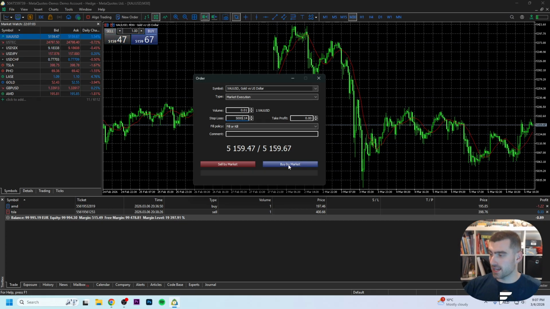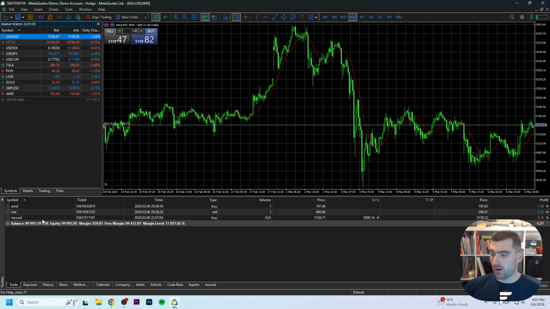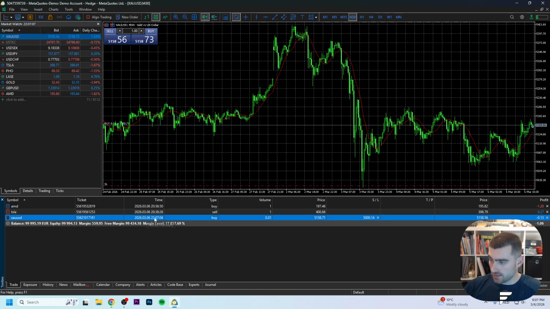So right now we click here on buy by market, and now you can see right here on this trade, it's standing here at SL, that means stop loss at 5 grand. So that means that when it hits 5k, it will close our trade. So this is how you can set a stop loss right here on MetaTrader 5.